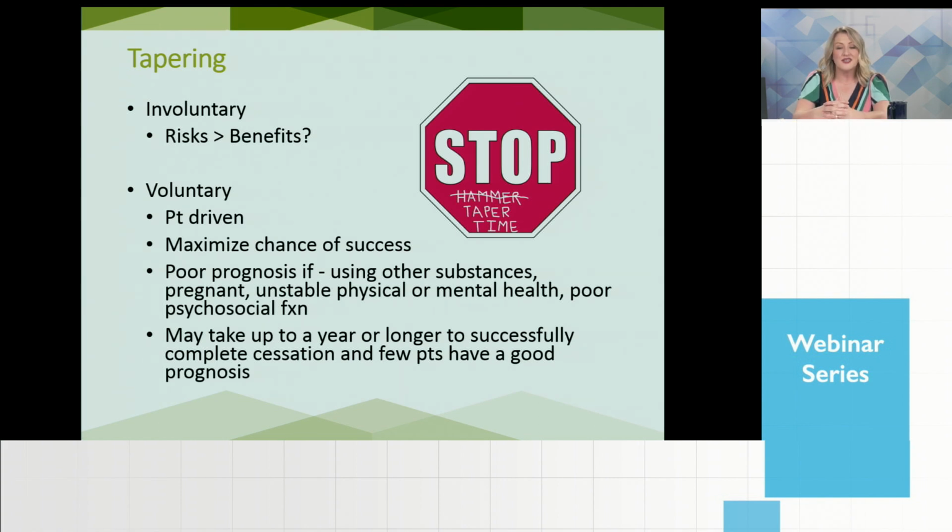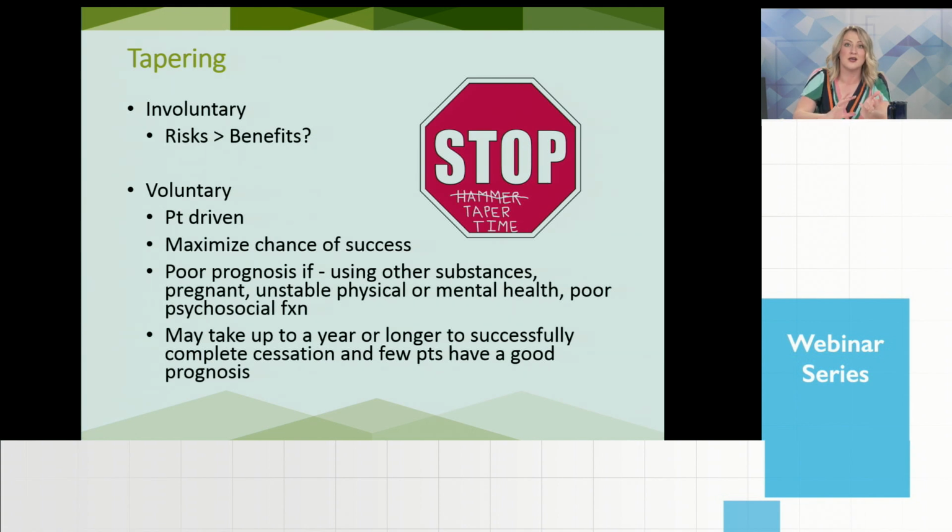It takes a really long time to develop opiate use disorder and get to the point where you're going to need this type of management. So why should we expect that we're going to cure somebody in weeks or months or even years? Definitely you want to maximize their chance of success. So people do have a poor prognosis if they're using other substances.